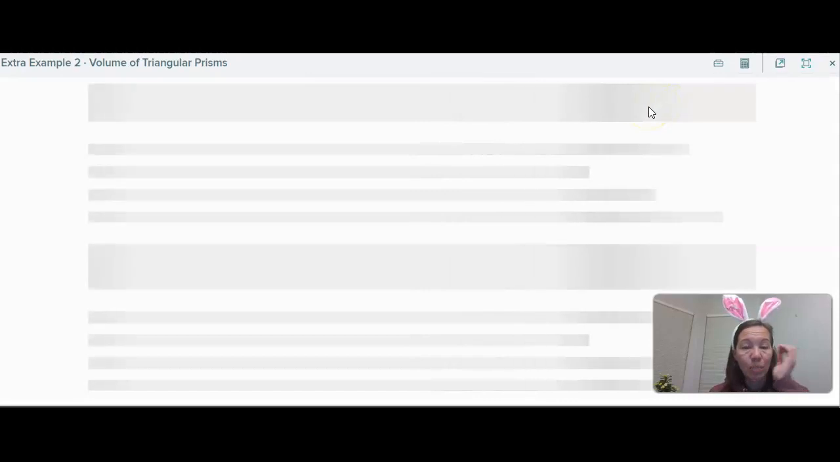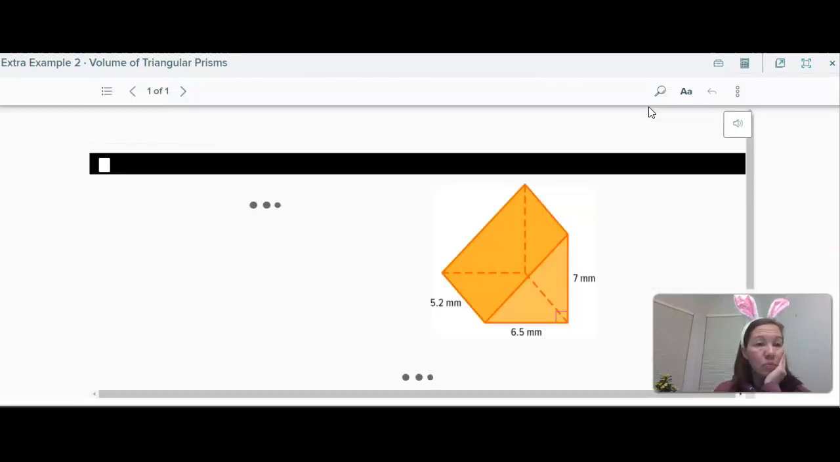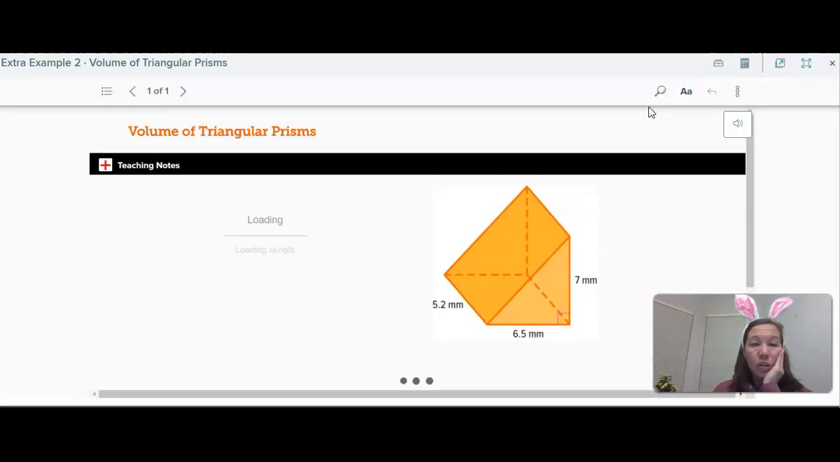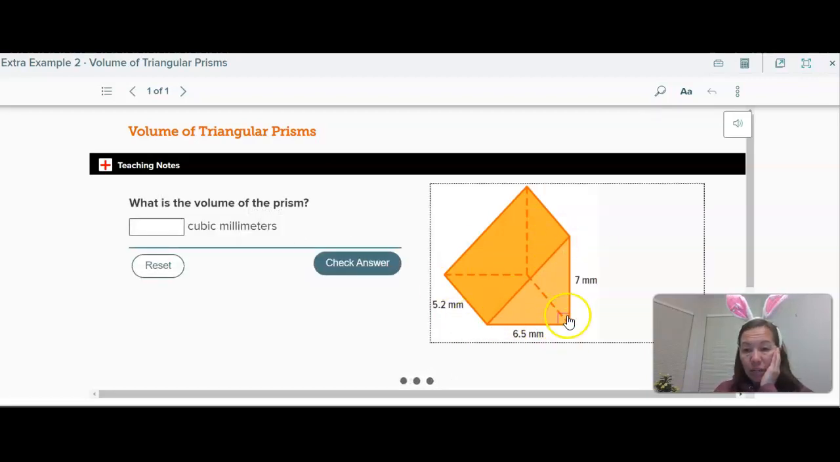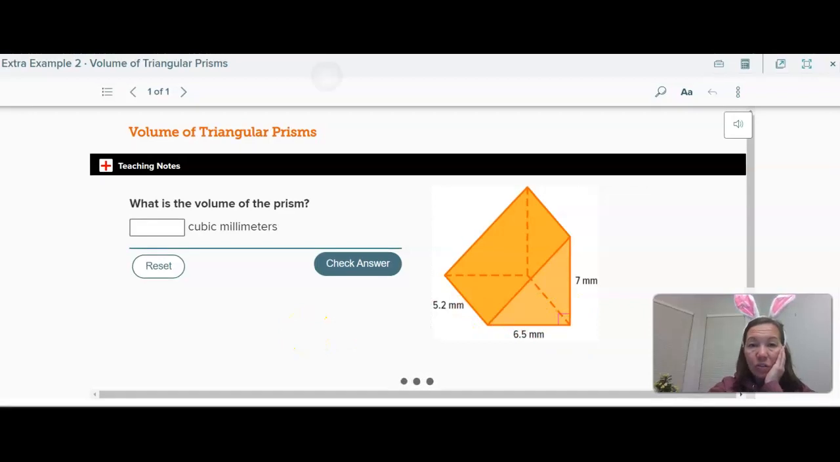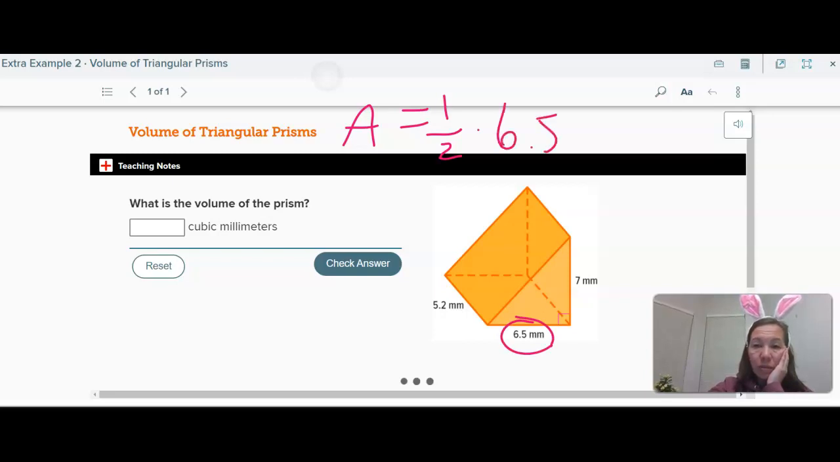Let's look at another example of this for triangular prisms. For a triangular prism, this triangle right here is a right triangle. So the area of that triangle is 1/2 base times height. So if I multiply all those, that's the area of the base.